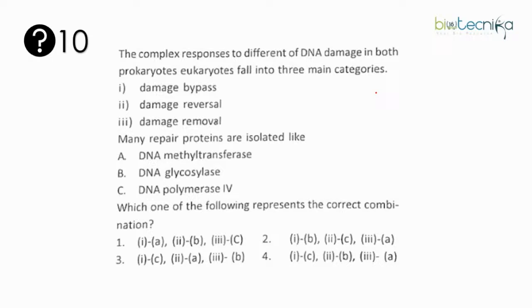Okay, Leo has given an answer here. So the correct answer is option 3. Very good. So out of so many students, I find Leo giving me this answer. So basically, damage bypass is done by your DNA polymerase 4. Damage reversal, this is a direct damage reversal, also you can call it, is done by DNA methyltransferase. Damage removal, there are many enzymes. One of them is your DNA glycosylase, which you use for your base excision repair.